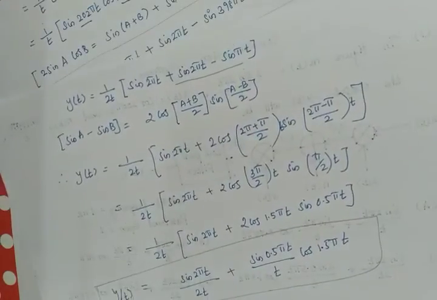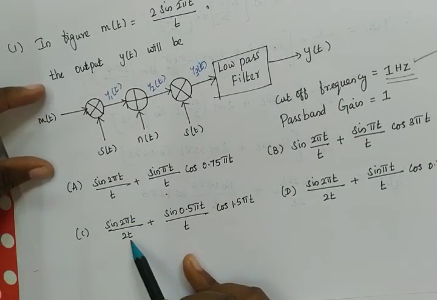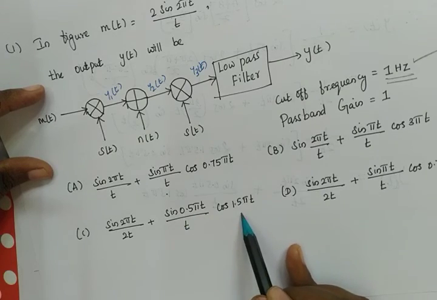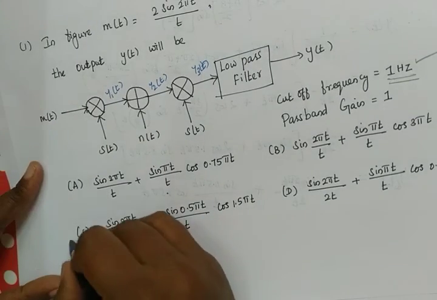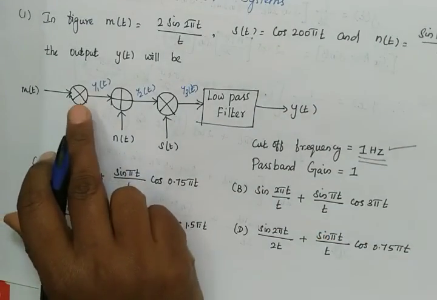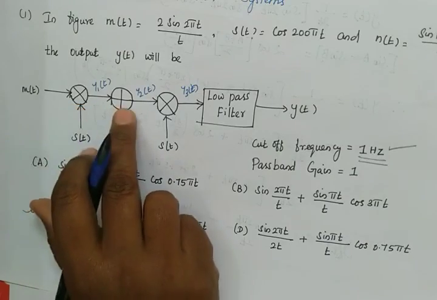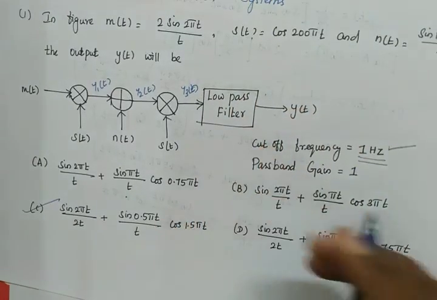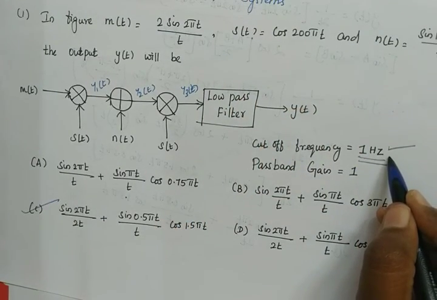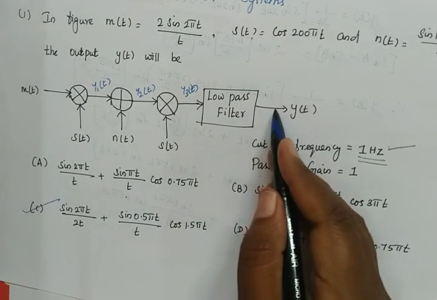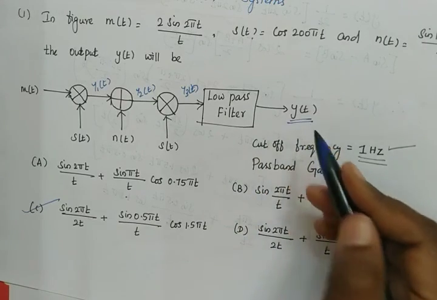Now let us check in the question, that is sine 2 pi t by 2t plus sine 0.5 pi t cos 1.5 pi t. So this is the answer for this question. By seeing the question, we should not think that this is very difficult. What we have to do is find the answers for the multiplier, adder, multiplier. Since it is given to the low pass filter, we have to filter the high frequencies. Here they have mentioned the cutoff frequency as 1 Hz, so the frequencies less than 1 Hz will be passed by this low pass filter, so that we will get y of t.